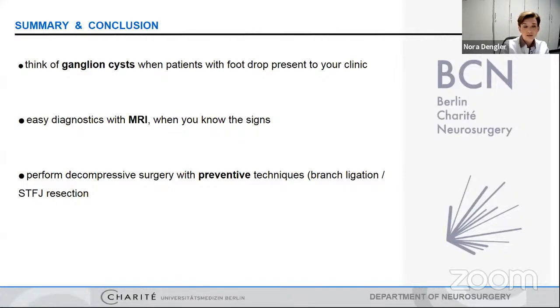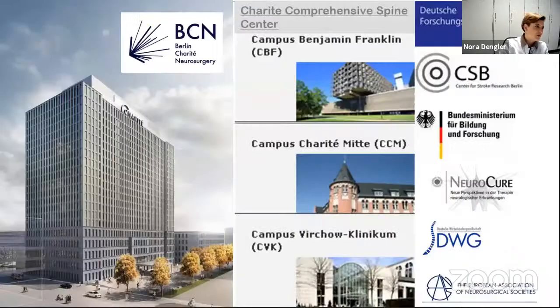So to summarize and conclude, please, everyone, think of ganglion cysts when patients with foot drop present to your clinic. It can easily be diagnosed. For a first overview, you of course can perform an ultrasound, but I think the MRI and the signs that I showed you are very nice for differential diagnosis, and you can easily identify ganglion cysts with the MRI. And I want to make an impact on the surgical techniques that you will perform. Please perform the decompressive surgery, but with preventive techniques: the branch ligation, as well as the STFJ joint resection, as I presented. Thank you very much.